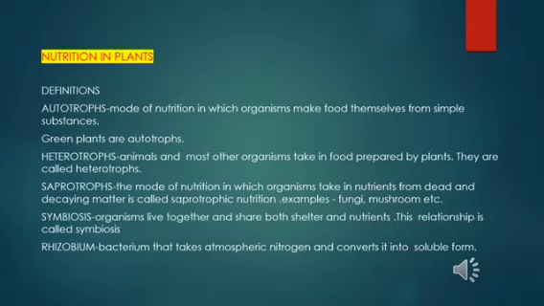Then the next one is saprotrophs, where in this mode of nutrition, the organisms take in their food or nutrients from dead and decaying matter, and this is called saprotrophic nutrition. Here examples are fungi, mushroom, etc. Symbiosis is again where organisms live together and share both shelter and nutrients. That is, they help each other here. So this relationship is called symbiosis.